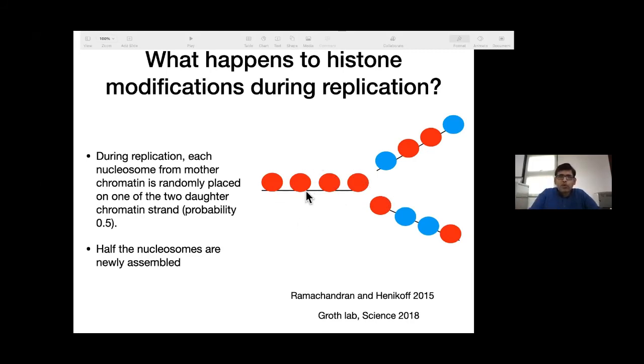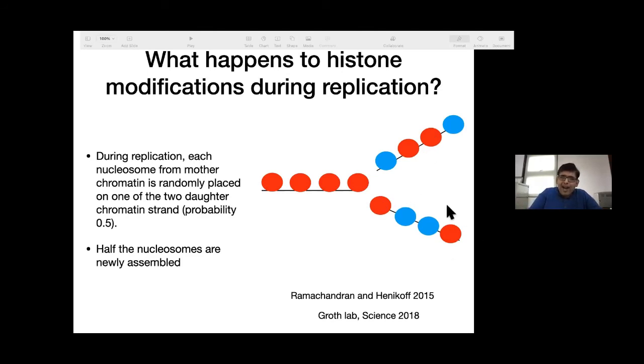What happens to nucleosomes during replication is this: imagine this is the mother chromatin and these are the 2 daughter chromatins. There are 4 red nucleosomes, and these 4 red nucleosomes are randomly distributed between the 2 daughter chromatins. You can toss a coin, take a nucleosome, and decide which one it would go to. So roughly, on average, half would be here and half would be here. And the blue nucleosomes are newly synthesized histones, so they may not have all the chemical marks.